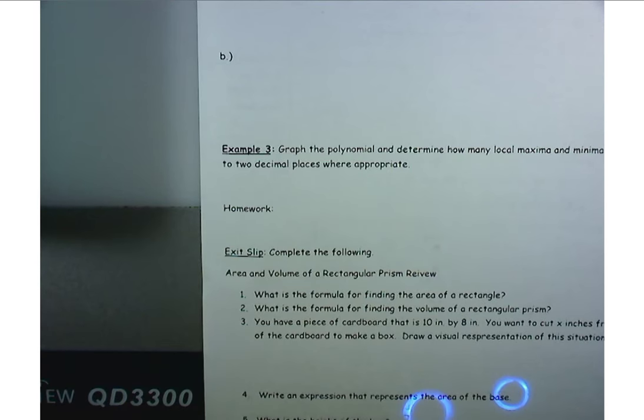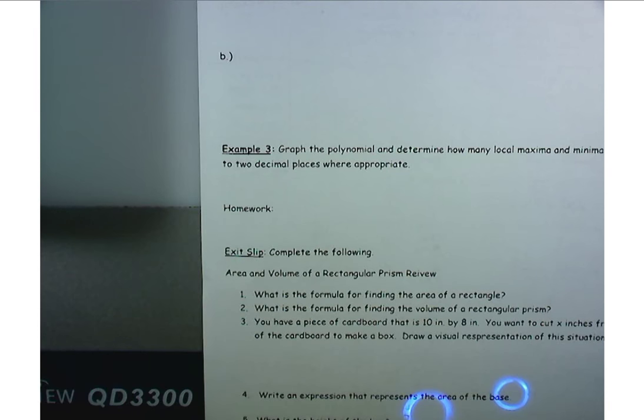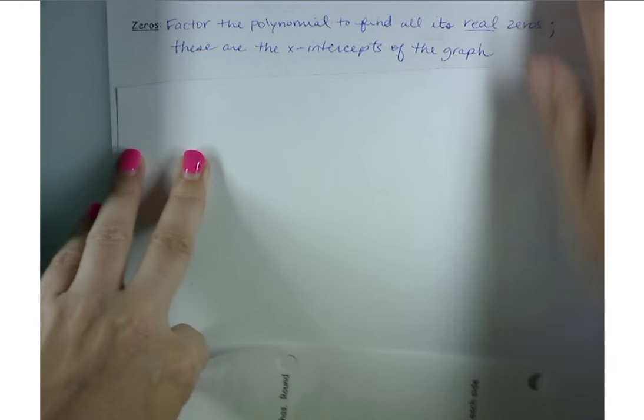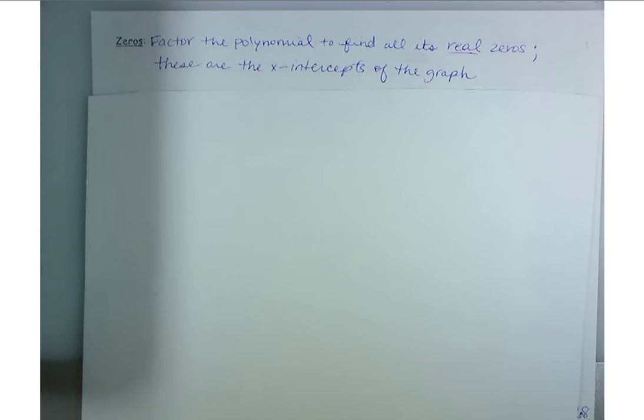So the next thing we're gonna do is we are going to talk about zeros. Do you guys know another name for zeros? X-intercepts? Yeah, zeros are x-intercepts, right? So whenever you were told to find the zeros, you're finding the x-intercepts. So that's what we're gonna do, and we're gonna do this by factoring. So we are going to factor the polynomial to find all of its real zeros, and then just keep in mind that those are the x-intercepts of your graph.